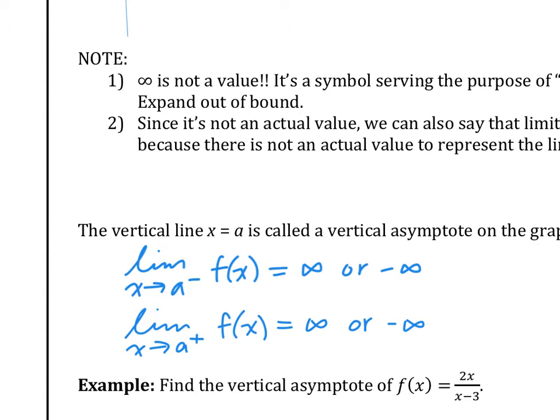Usually this will cause the denominator to be undefined. Somehow it's undefined, and the denominator does not cancel with the numerator. That is a vertical asymptote.